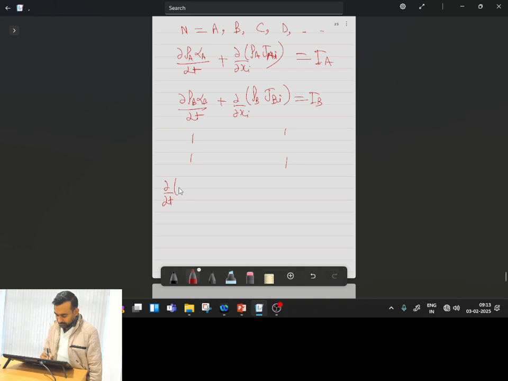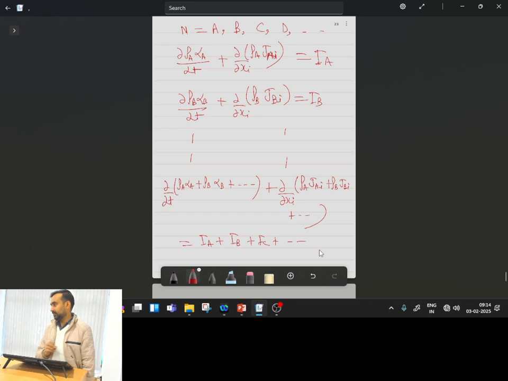Del by del T of rho A alpha A plus rho B alpha B plus so on, and del by del xi of rho A JAi plus rho B JBi plus so on, and in the right hand side I will be getting IA plus IB plus IC plus so on. Okay.